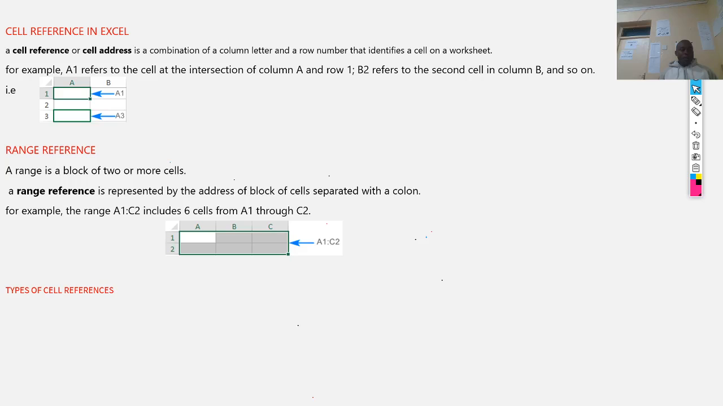Now let's talk about the types of cell references. We have 3 of them. One is relative reference. We also have absolute reference and mixed reference. I want to talk about relative reference first. Relative reference is when a formula is copied from one cell to another and the formula changes. That is in relative reference.